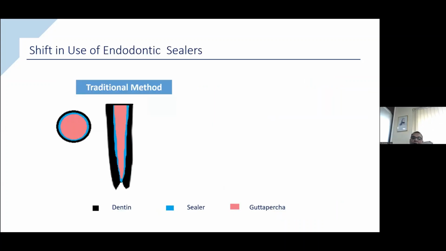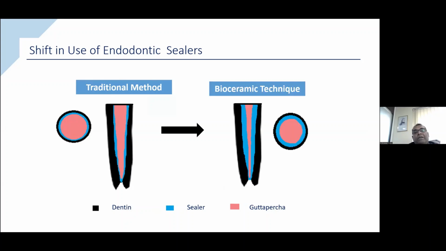Now, there has been a sudden paradigm shift in the use of endodontic sealers. If you see the traditional method, a larger amount of gutta-percha was used and a smaller amount of sealer. In fact, the sealer was just used like a lubricant for obturation. But now, with the bioceramic technique, a larger amount of sealer is used.